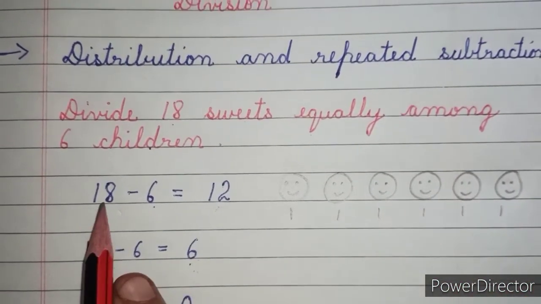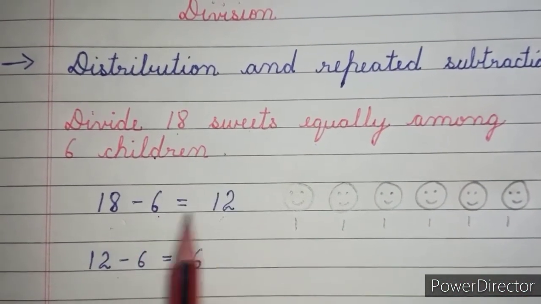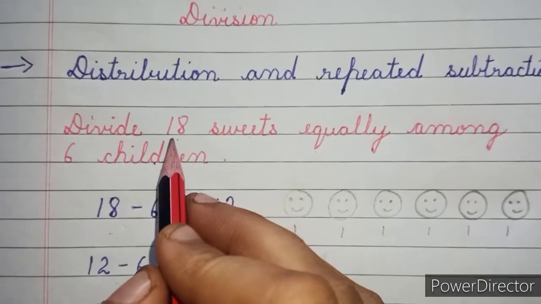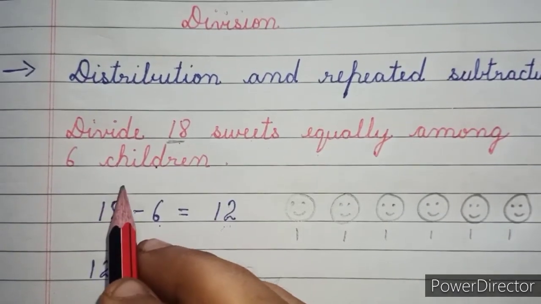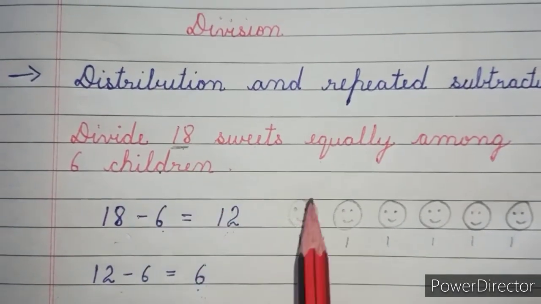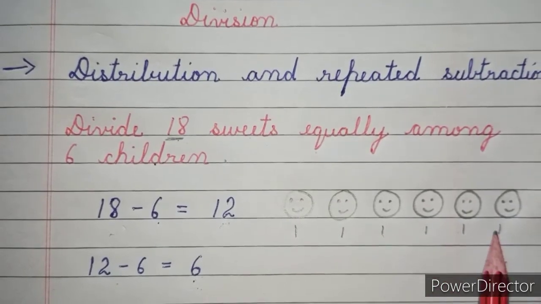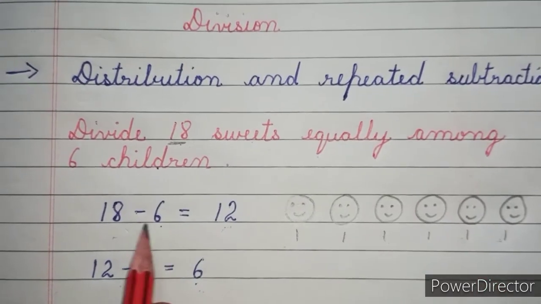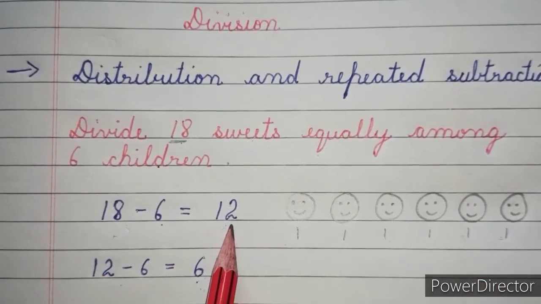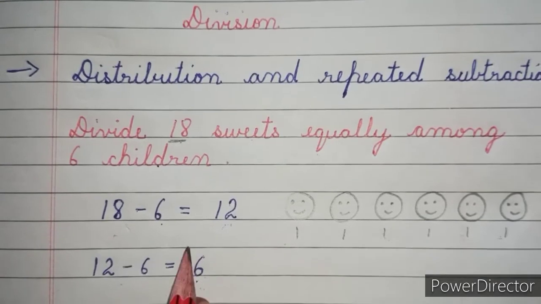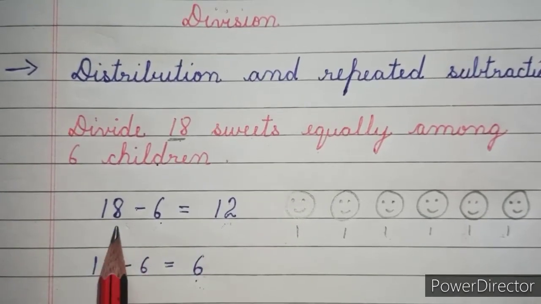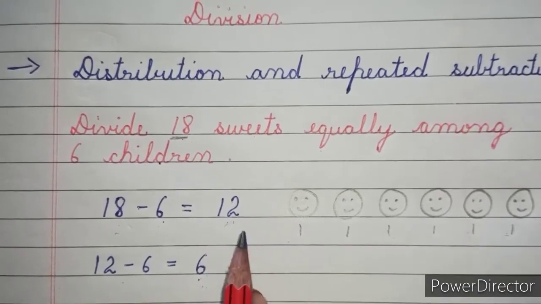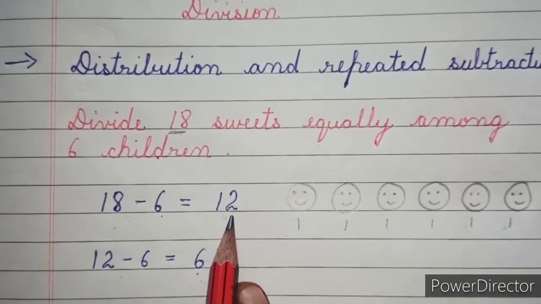we have 18 minus 6 is equal to 12 sweets left. How? Because sweets were 18. We gave one sweet each to 6 children. So we have 12 sweets left. Right? When we subtract 6 from 18, the answer is 12. So we have 12 sweets left. Clear?